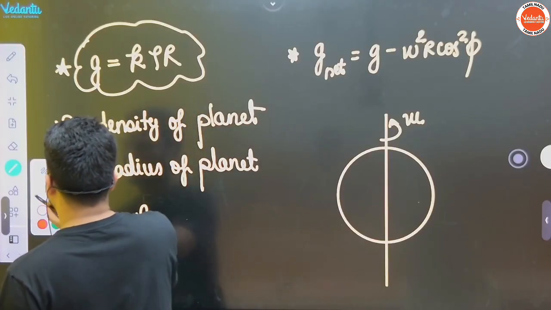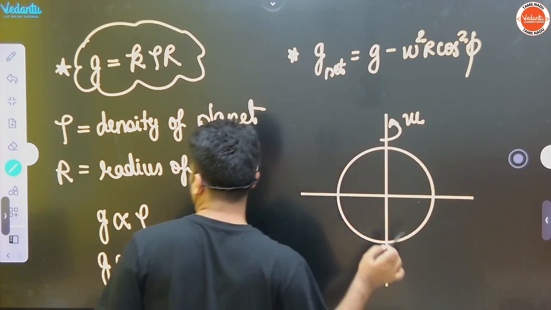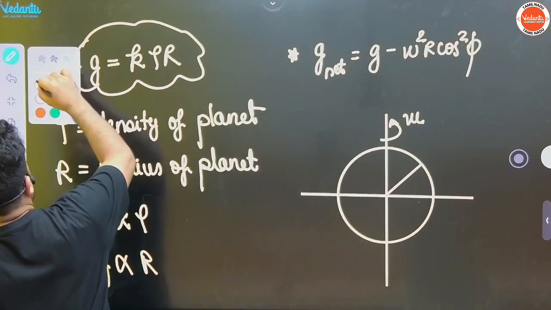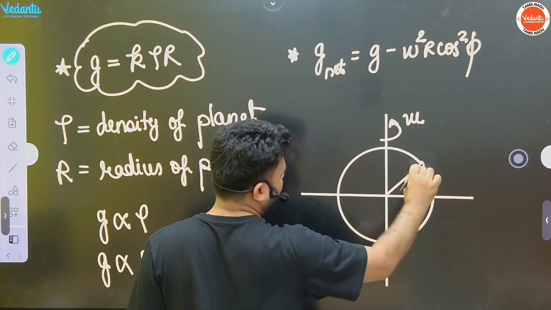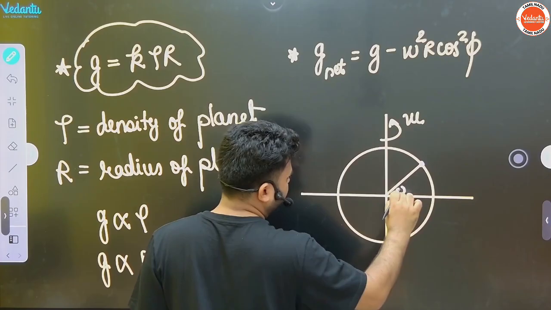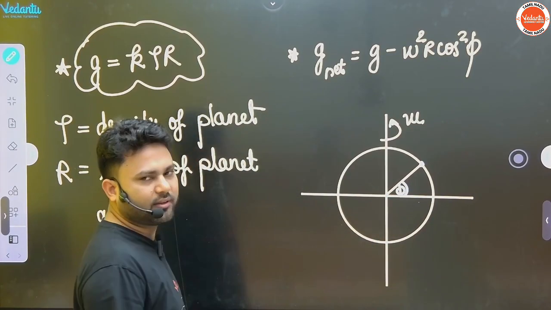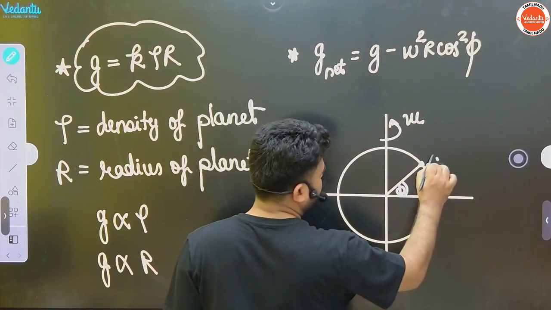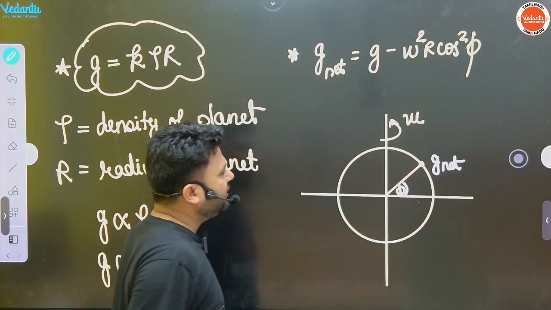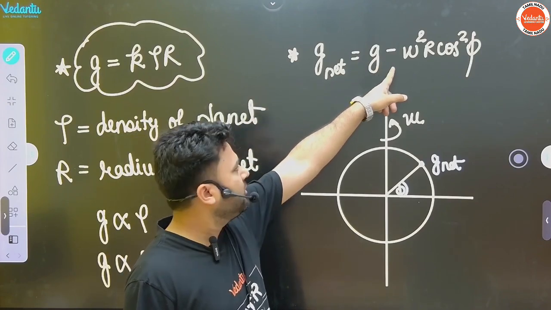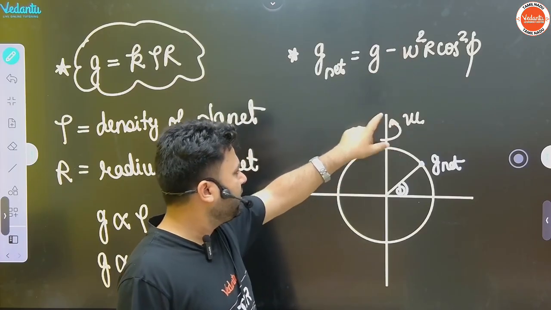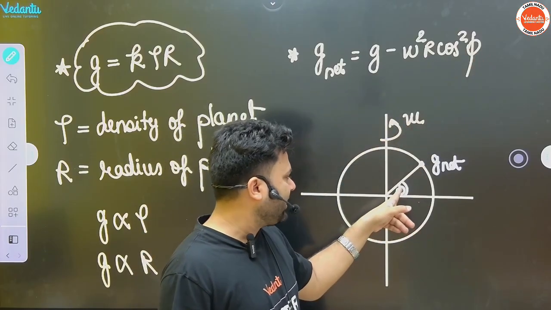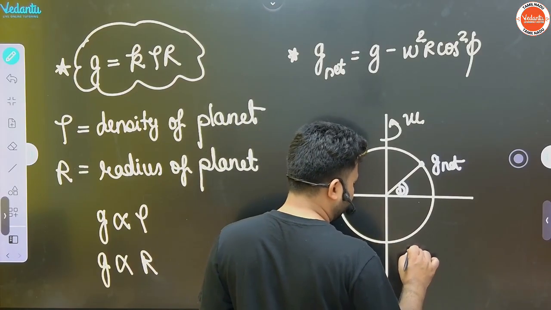then suppose that this is the equatorial axis of the earth and there is any place which makes an angle phi. Example, just I am taking, here is India. It makes an angle phi with this equatorial axis. Any country here, they ask what is the G value here. So here it will be G net. And how you will calculate? G net equals G, 9.8 or 10 whatever, minus omega square. What is omega? Angular velocity of earth. R, radius of earth. Cos square phi. Phi is this angle.